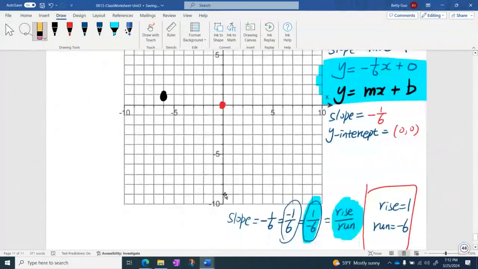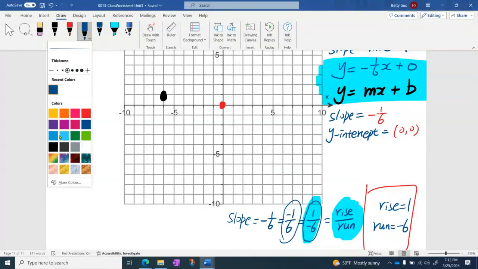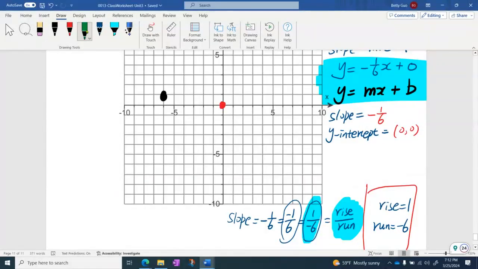Very good. I'm going to change to the green color this time. We draw the boundary line solid because we want to indicate that the points on the boundary are solutions.